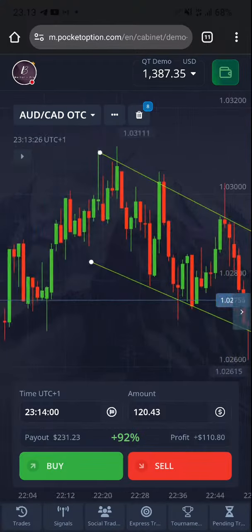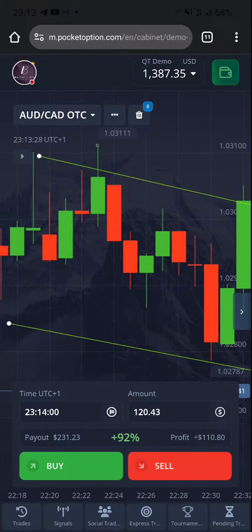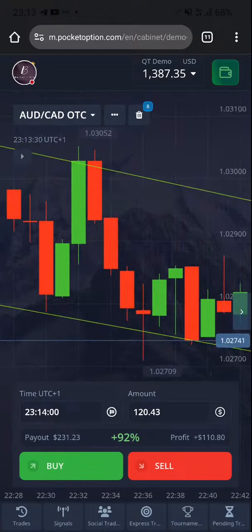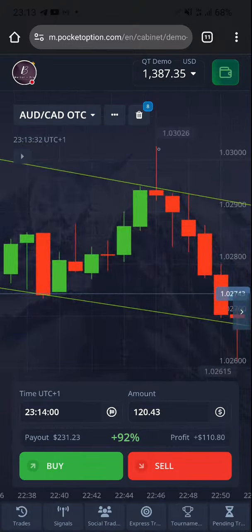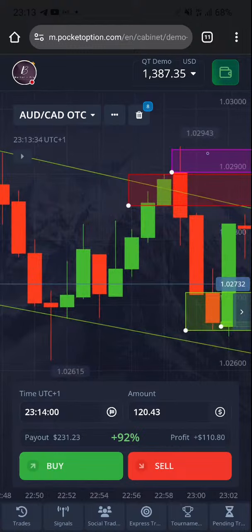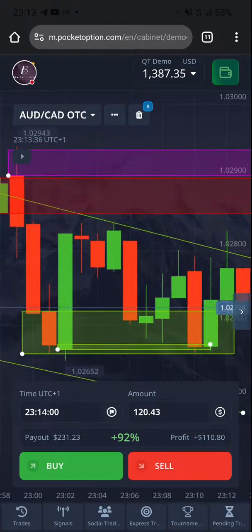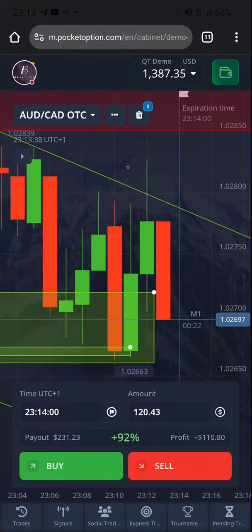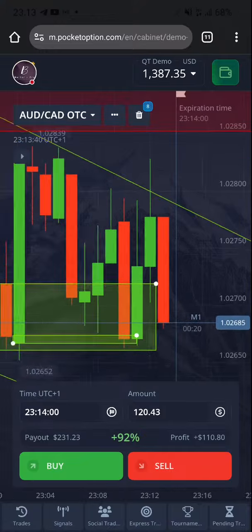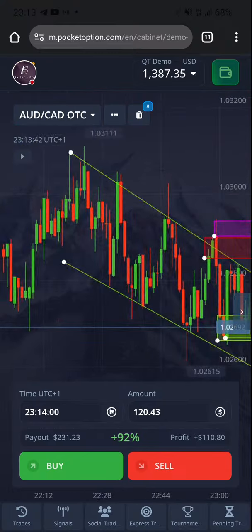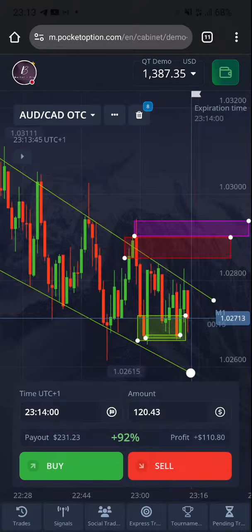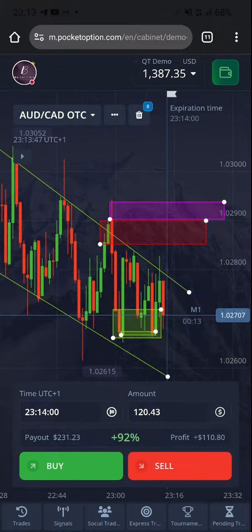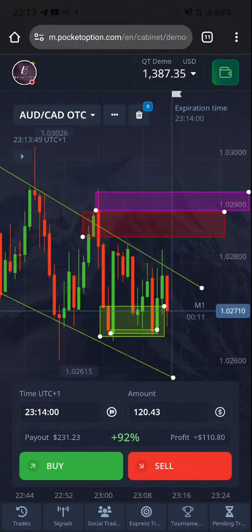Let me explain. You see, we have an area of rejection here. Rejection, rejection, rejection. You can see another rejection. The same thing when price comes down here. It's a common point of rejection. Now, you don't just take those kind of trades blindly. You have to be able to combine it with some things.